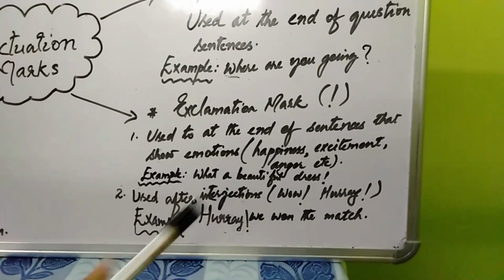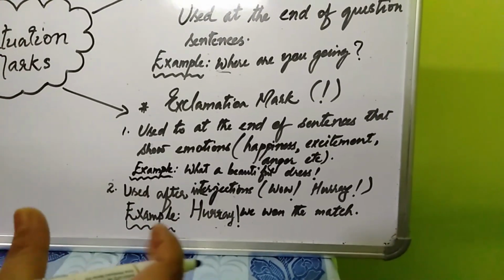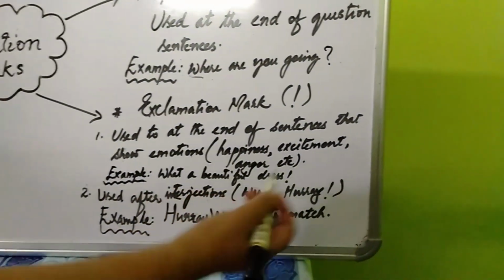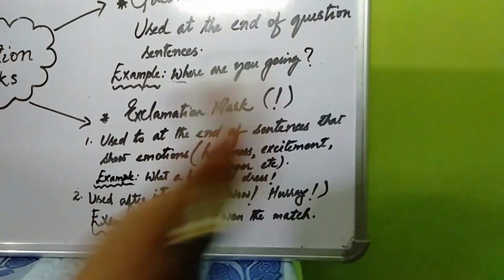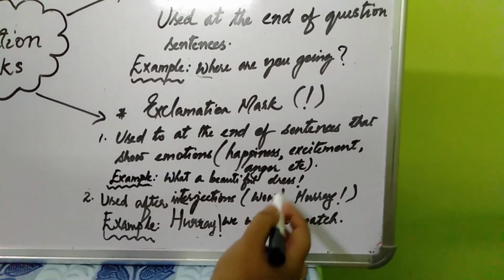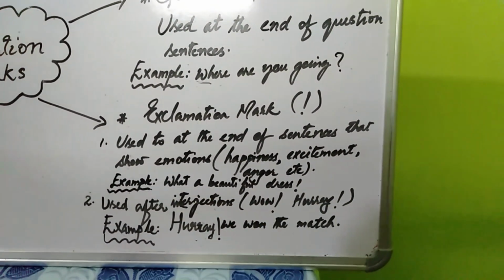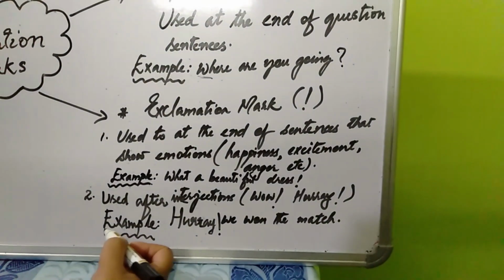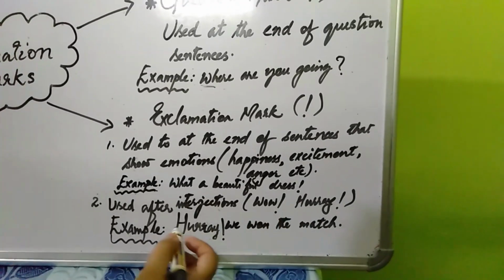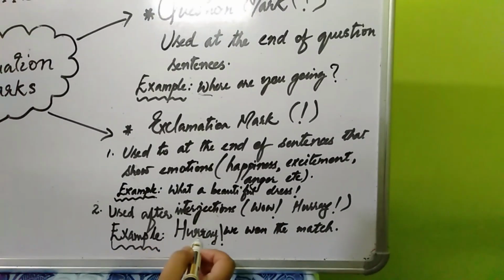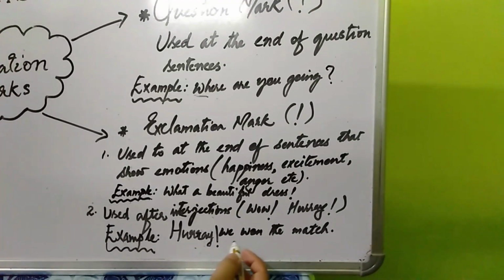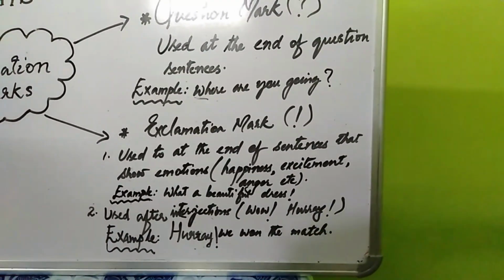Similarly, we also use an exclamation mark at the end of interjections. Interjections are what? Interjections are words that express strong feelings and emotions. For example, wow, hooray, alas. So as soon as the interjection has been written, there we give an exclamation mark. I have given here an example: Hooray! We won the match. So hooray is an interjection. Just after the interjection, we give an exclamation mark, and at the end we give a full stop.